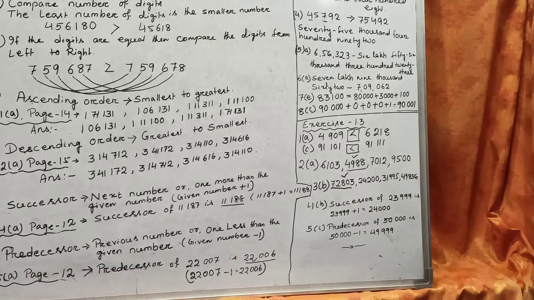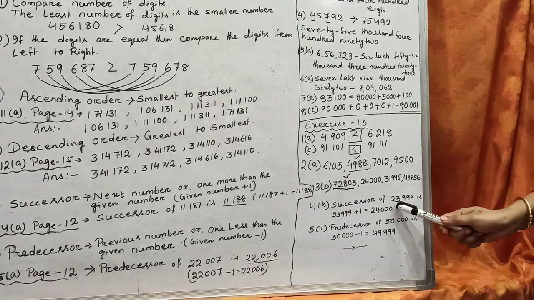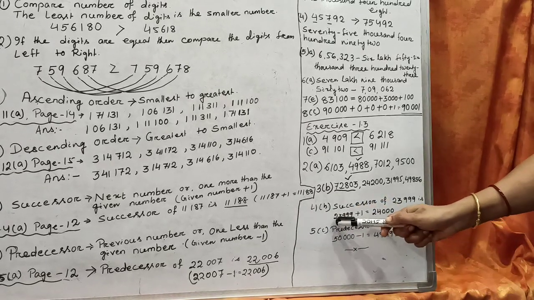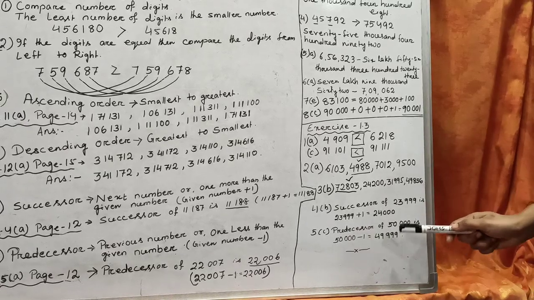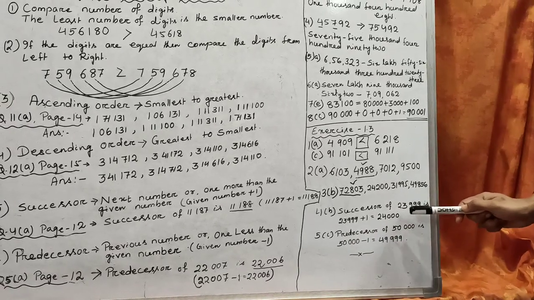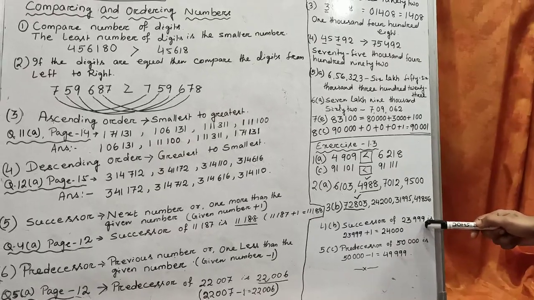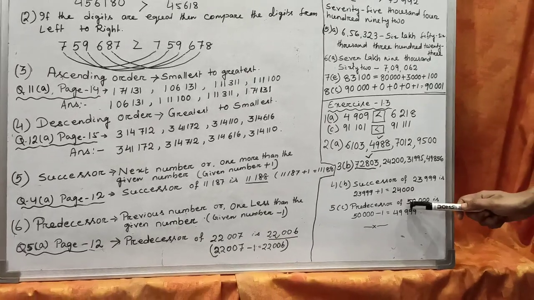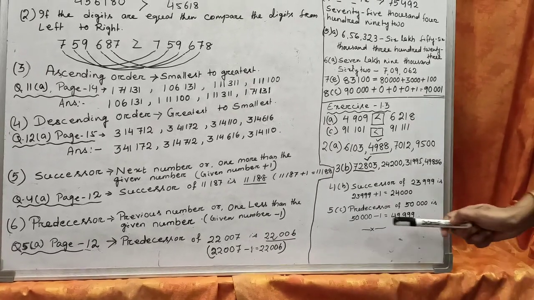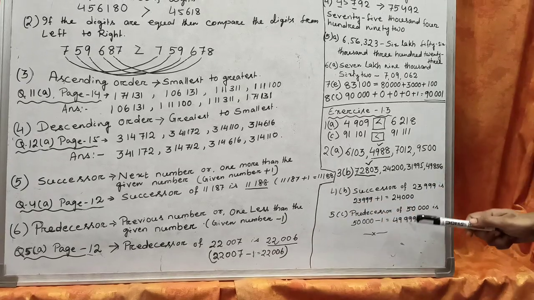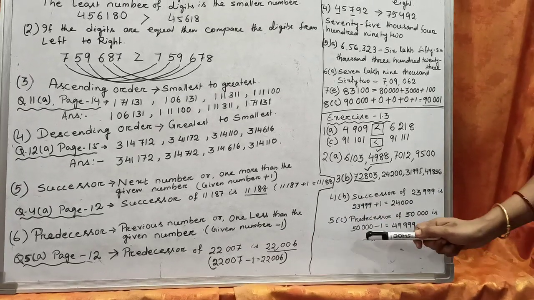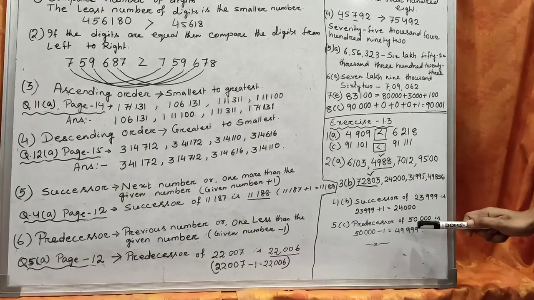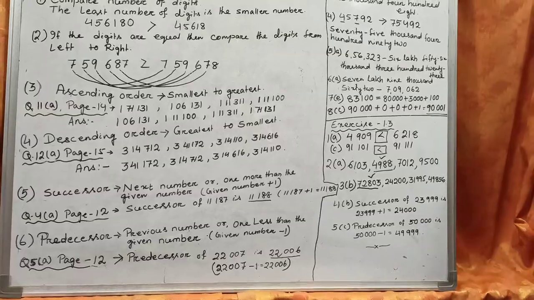Then question number 4, successor of 23,999. Already we have discussed that successor means plus 1. So 23,999 plus 1 is 24,000. 24,000 is the successor of 23,999. Similarly, in question number 5, the question is to find the predecessor of 50,000. Here also we have discussed the predecessor: subtract 1 from 50,000. So the number is 49,999. This number is the predecessor of 50,000. Thank you, children.